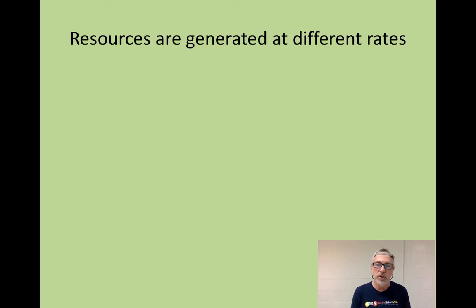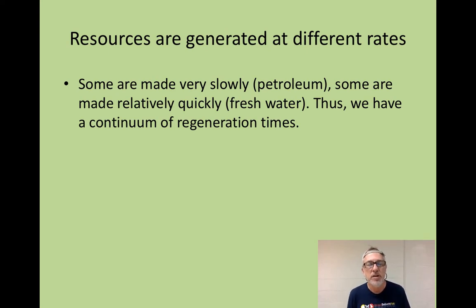But the resources produced by the Earth's systems are regenerated at different rates. Some are made very slowly. Petroleum, right? Modern oil was made 300 to 400 million years ago. And it took a long time for that to be turned into petroleum. It's the remains of dead forests, dead plants, dead plankton, and it took a long time. On the other hand, fresh water is generated really quickly. Thus, we can think of all of our resources and their regeneration times and realize there's a continuum of regeneration times from very quick to very long.